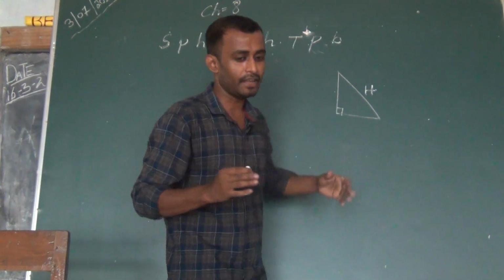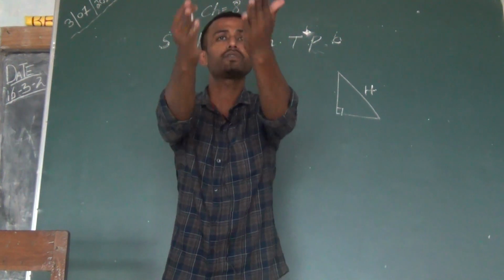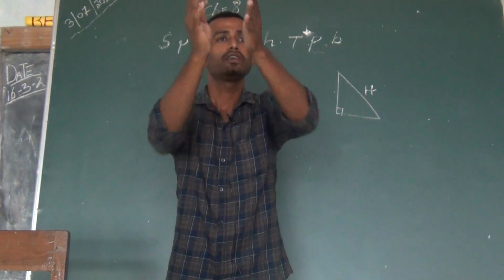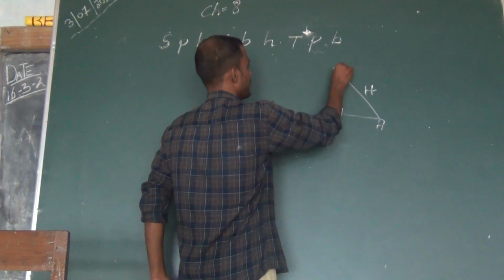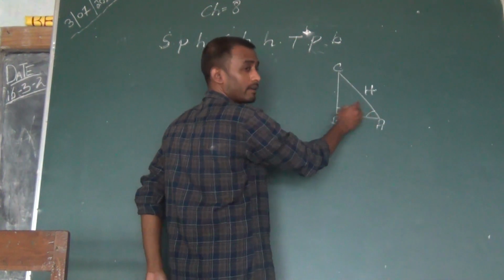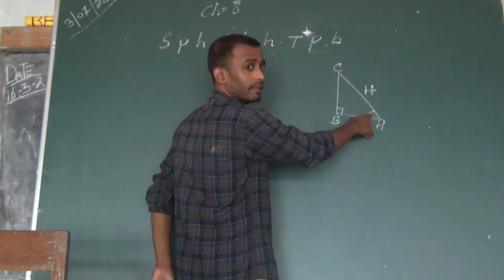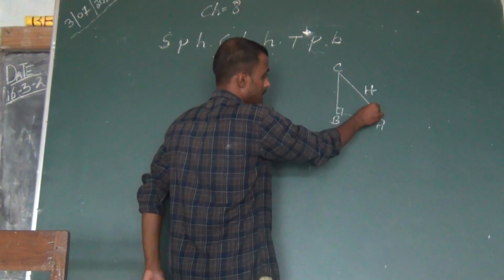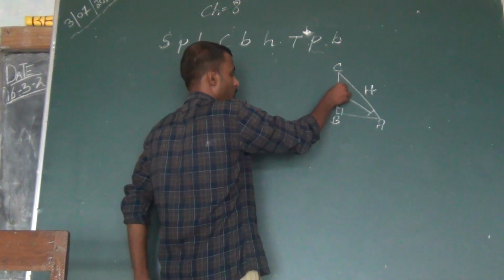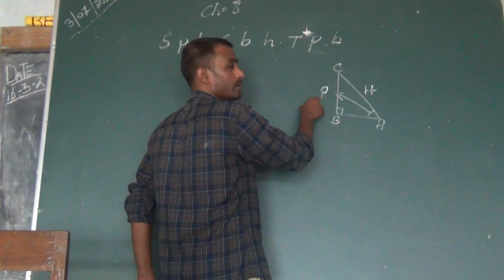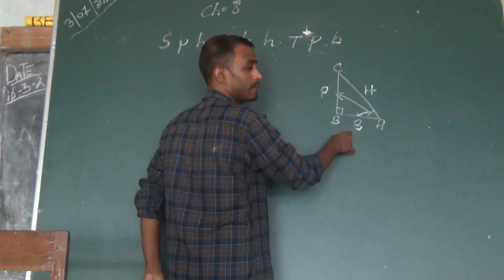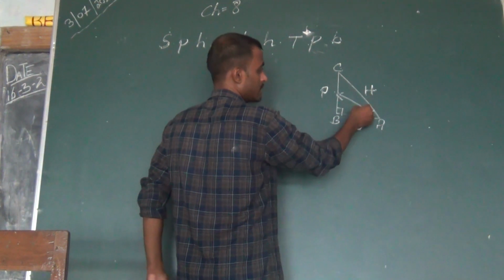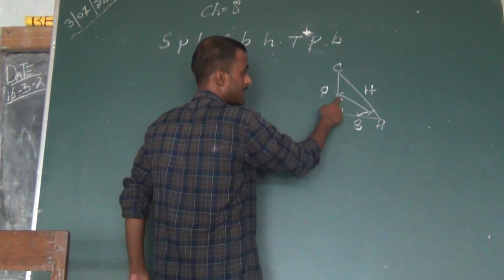See, if I'm standing here, my opposite is in the front. That's my opposite. So, suppose I give names A, B, C. If I'm keeping the angle here, the opposite of this angle is this side, P. I'm writing P. And the downside is what? Base, B. I'm keeping a base. And this is the hypotenuse. See, I put an arrow mark here. Opposite of this angle is this one.